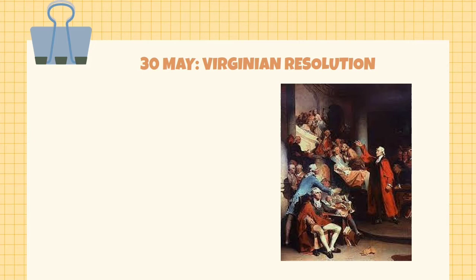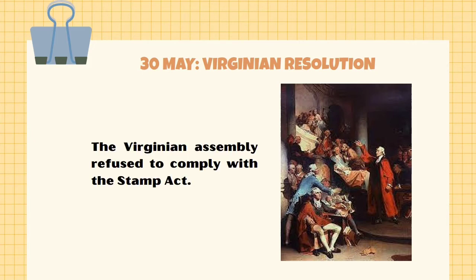Next is May 30, the Virginia Resolution. The Virginia Assembly refused to comply with the Stamp Act. That letters be written to all our sister colonies acknowledging the receipt of the letters and resolves from Boston, informing them that before the same came to hand, the Virginia Assembly had been unexpectedly dissolved and most of the members returned to their respective counties.